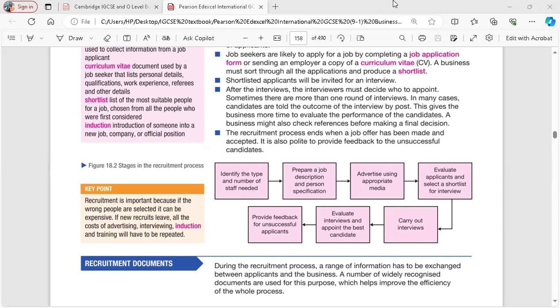Do you understand? The fourth stage is when you evaluate the applicants, then you call them for interview. When you call them for interview, you evaluate the interviewees, and if they are good, you employ them. Those that are not successful will be given a response: sorry, we'll get back to you the next time we need recruitment, but right now we can't recruit you. Is it clear? So that takes us to recruitment documents.